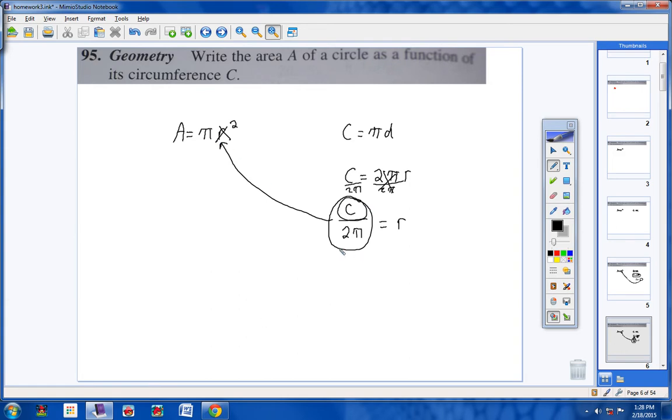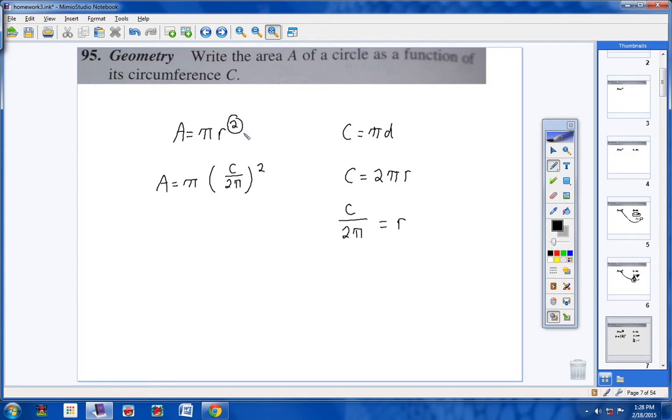Well, Mr. Error, what about the 2 pi? Guys, those aren't variables, those are numbers. 2 is a number and pi is a number. So I'm totally good. So where the r is, I'm going to substitute C over 2 pi. Now the squared, of course, goes on the outside of the parentheses. Next, I have to simplify this equation. So I'm going to square this fraction. When you square C, you get C squared. When you square the 2, you get 4 because 2 times 2 is 4. When you square pi, you get pi squared.